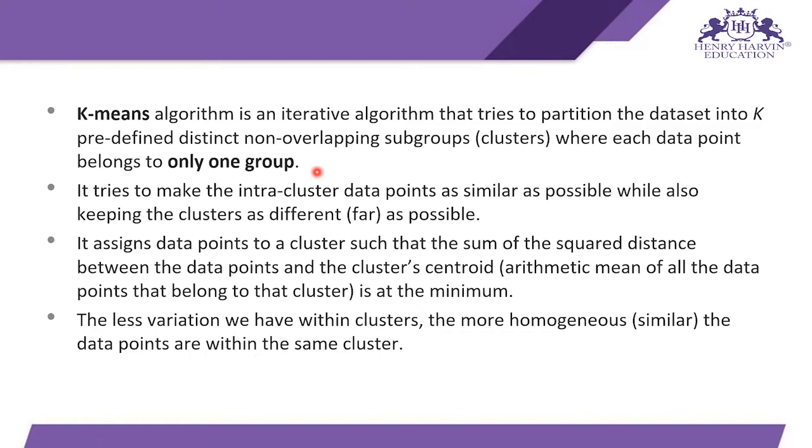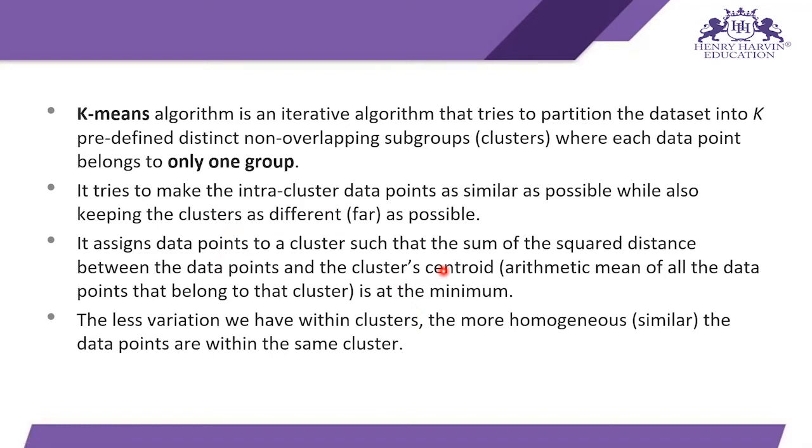The first step of K-means clustering is that it tries to make the intra-cluster data points as similar as possible while also keeping the clusters as far apart as possible. So it figures out which points are similar to each other and which are not. It assigns data points to a cluster such that the sum of squared distances between the data points and the cluster centroid, the arithmetic mean of all data points that belong to that cluster, is the minimum.